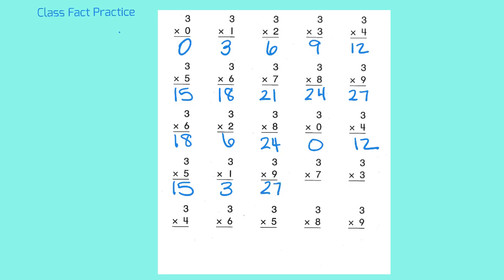3 times 9 equals 27. 3 times 7 equals 21. 3 times 3 equals 9. 3 times 4 equals 12. 3 times 6 equals 18. 3 times 5 equals 15. 3 times 8 equals 24. And 3 times 9 equals 27. Good job.